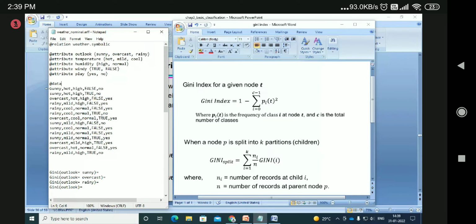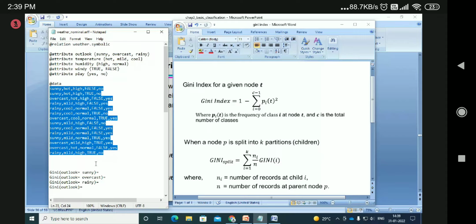This is one instance. The first attribute is outlook. The second attribute is temperature. This is humidity. This is windy. And this is class. Similarly, it's a second attribute and so on. So you have a total of 14 instances, and to this you have to apply the Gini index.